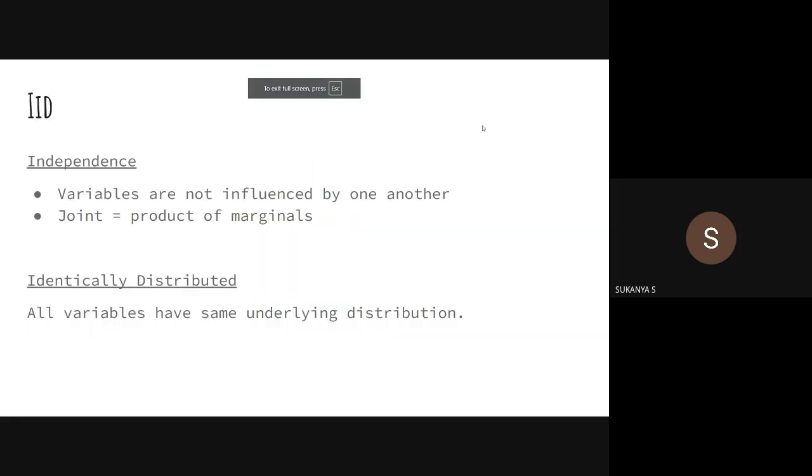Now, what are independent variables? When two variables are there and one does not influence the other, we call it independent. Identically distributed is when, however many distributions we have, all of them have the same probability distribution, then we say it is identically distributed.